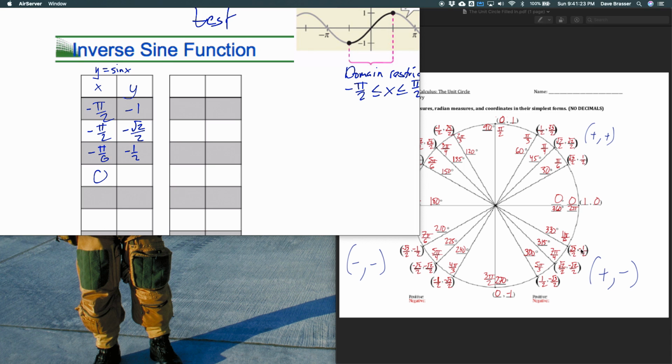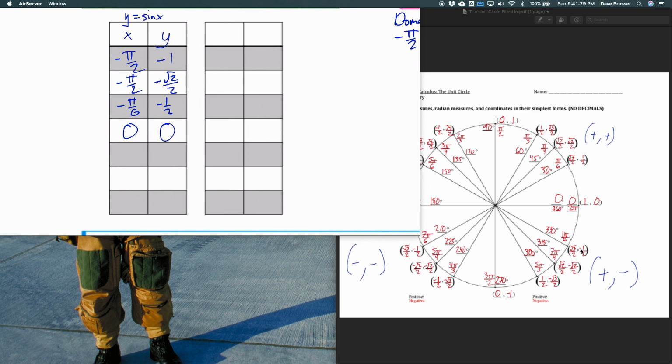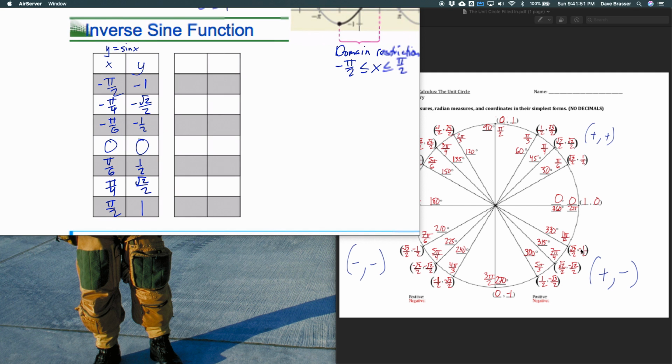And let's do at 0. Well, the sine at 0 is 0. Then going in the positive direction, at positive pi over 6, our sine is positive 1/2. At positive pi over, oh, I miswrote something earlier. That was supposed to be negative pi over 4 up top. My apologies. At positive pi over 4, we're at positive root 2 over 2. And at positive pi over 2, we're at a height of positive 1. So these are the points on the original sine function.